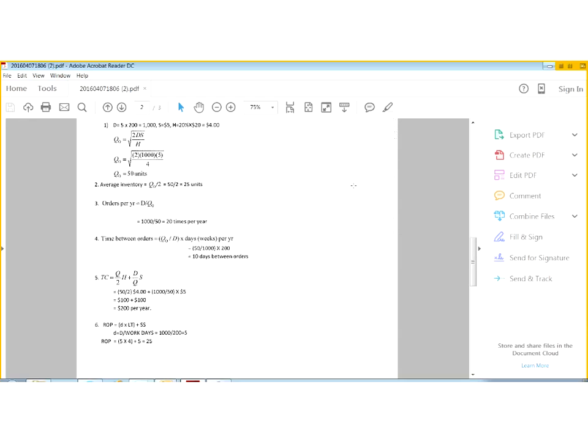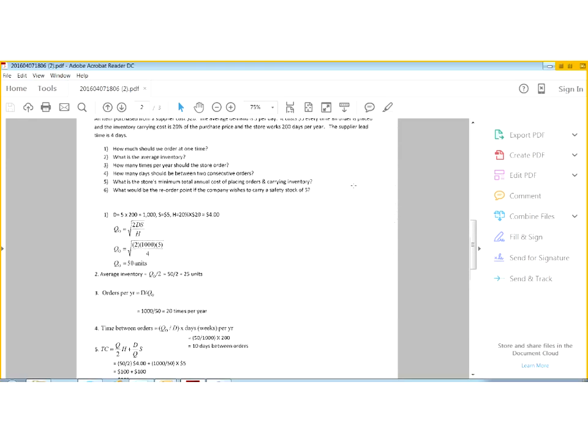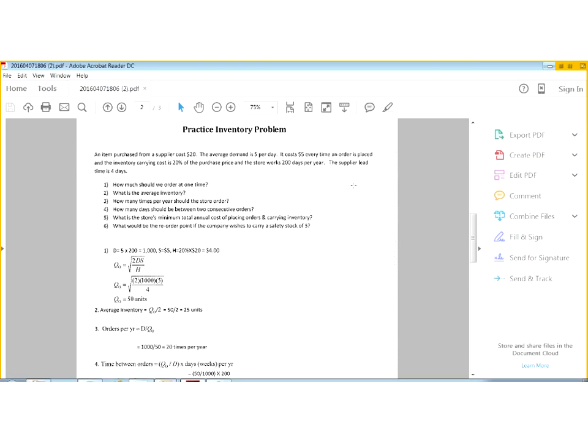So for the reorder point calculation, there are two formulas. There's one with safety stock and there's one without safety stock. Since the problem stated safety stock, we'd use the one with it: little d times the lead time, and then we add to that the safety stock. Now in this problem, little d is stated. I'm going to scroll up a little bit. We can see in the problem statement that the average demand is 5 per day.